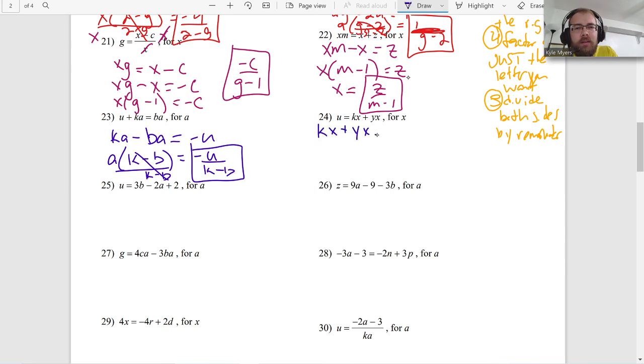Kx plus yx equals u. You could do it that way too. You don't have to. You could just factor it out. But if we stick to getting the letter we're solving for on the left-hand side, then this is what we would do, right? So x, k plus y equals u. Divide both sides by k plus y. Boom. And there's the answer.